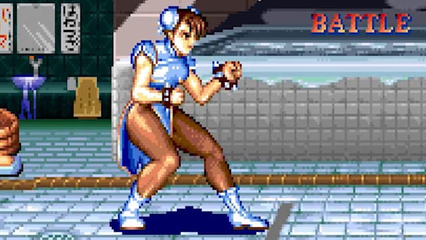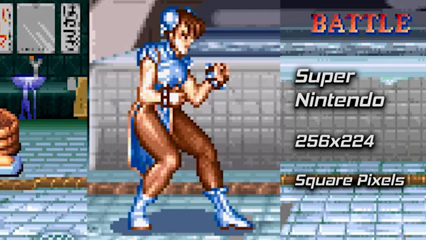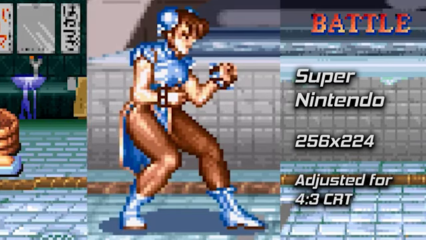Now let's superimpose a square pixel 8:7 Super Nintendo Chun-Li over her arcade counterpart and match the vertical size to fit the sprite in place. You can see that the sprite has lost both vertical and horizontal resolution versus the arcade, but has undergone pixel art revision for aesthetic purposes. You'll also notice that the 8:7 proportions are a bit thin. Let's replace it with the 4:3 adjusted SNES sprite.